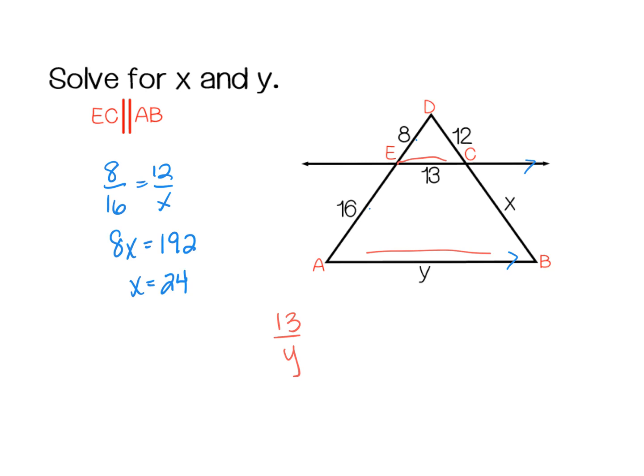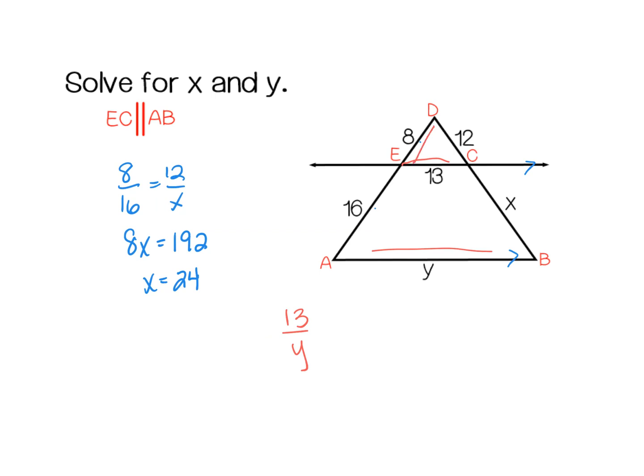But what you have to remember is because 13 is the bottom of the small triangle and y is the bottom of the big triangle, we have to use the small triangle and the big triangle sides as well. So when I say 13, that's the bottom of the little triangle, I'm going to compare it to the left side of the little triangle. When I say y, that's the bottom of the big triangle, I have to compare it to the entire length of the big triangle. So I have to compare that to 24.